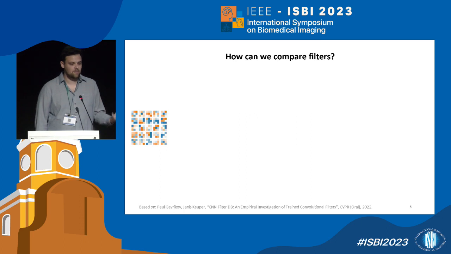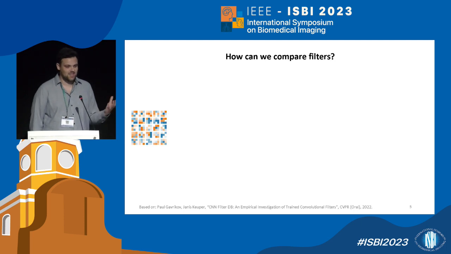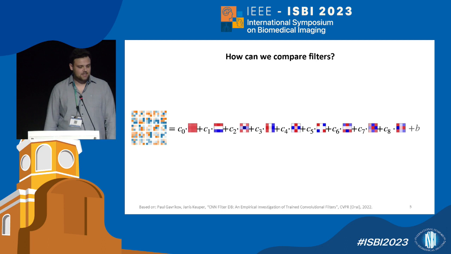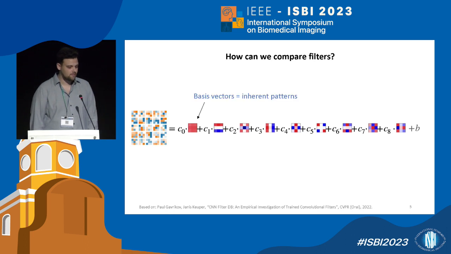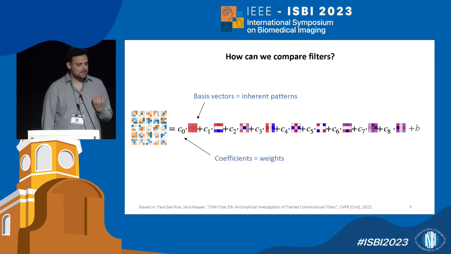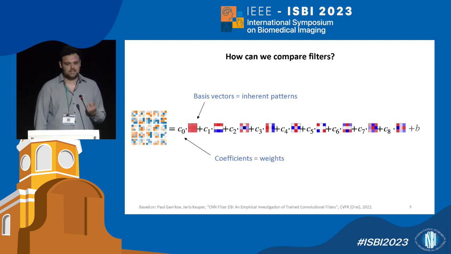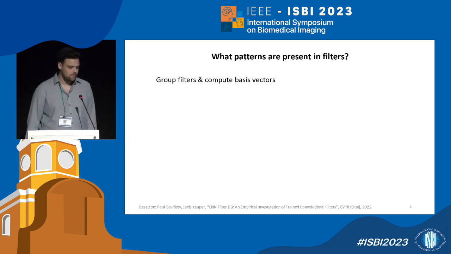They might have a different number of filters. They will certainly have different parameter sizes. So we propose the following method. You take a bunch of filters, you normalize them by the magnitude, and then you do a singular value decomposition or a principal component analysis. This gives you two things. It gives you a basis which describes the patterns that are inherent in those filters, and it gives you a set of coefficients that describe the weighting of every pattern.